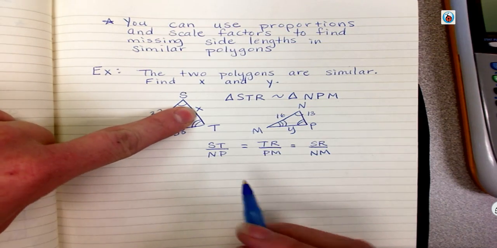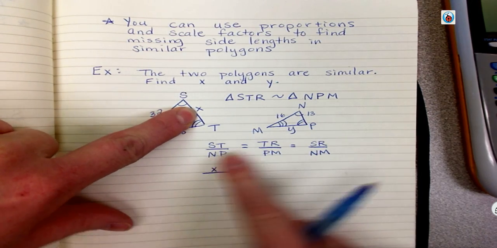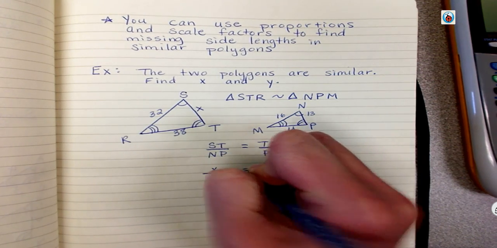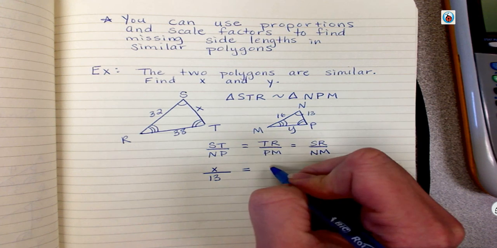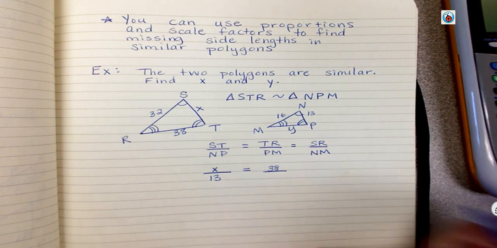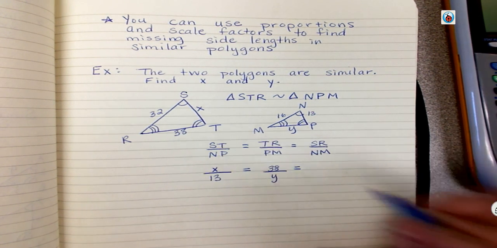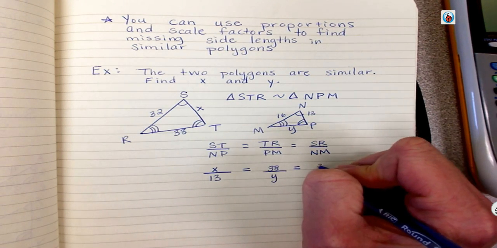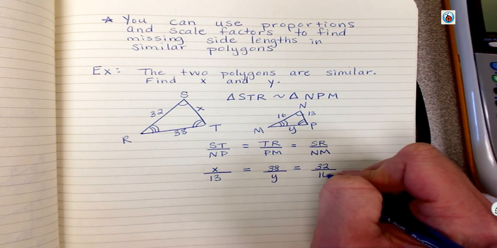ST, we don't know, it's X. NP, we do know is 13. TR is 38. And PM is Y. SR is 32. And NM is 16.